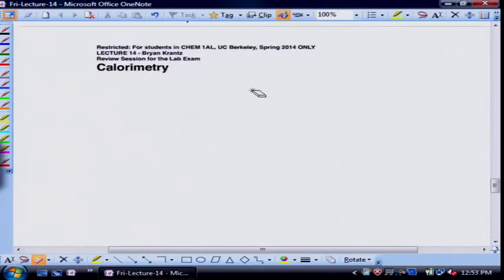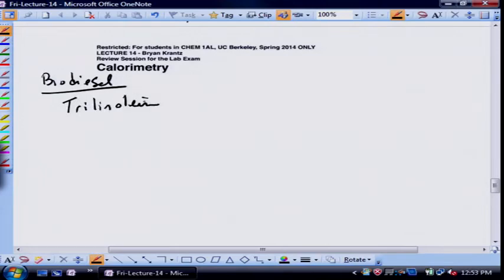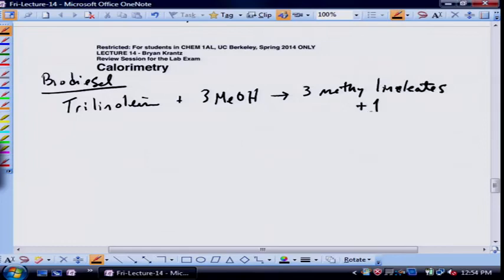All right, so calorimetry, you made biodiesel. That was exciting. Biodiesel. Yes, phenolphthalein is the best. And you took trilinolein from soybean oil. It's a triglyceride. You added 3 methanols, and you made 3 methyl linoleates plus 1 glycerol.